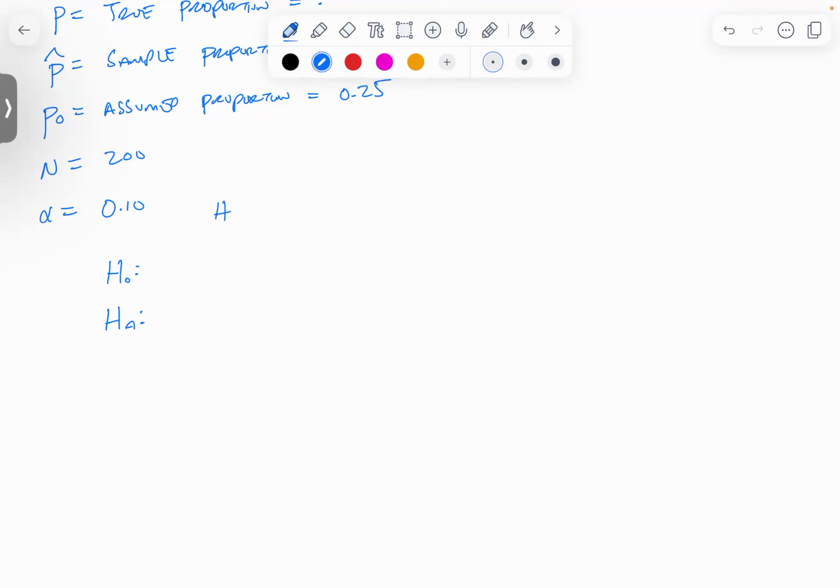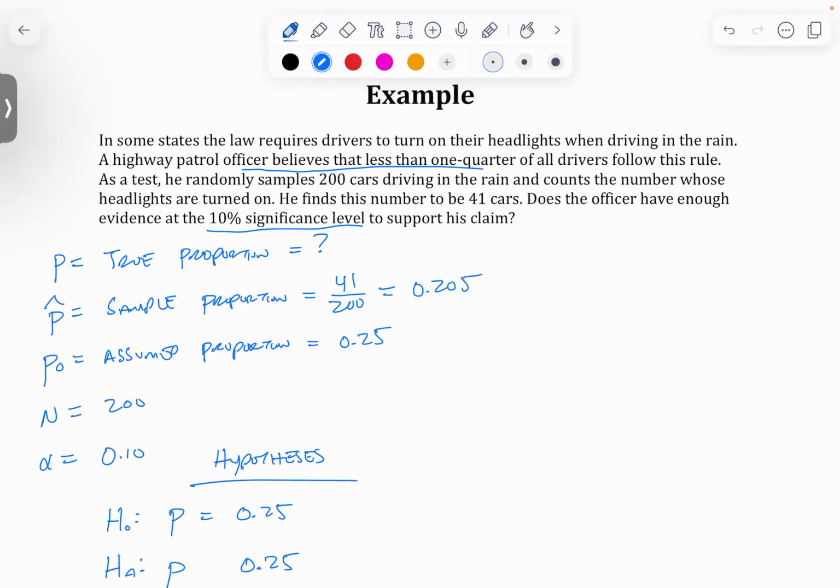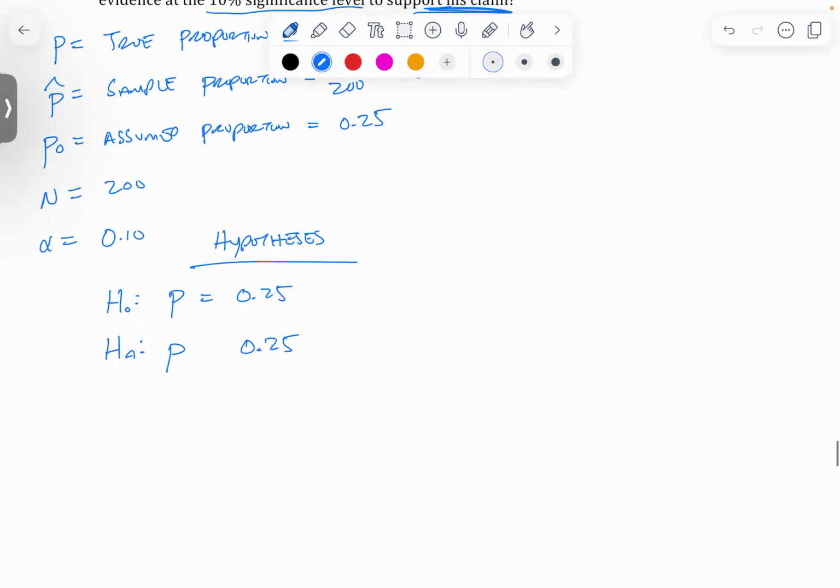Let's set up our hypotheses. H0: p equals the assumed proportion, 0.25. HA: p less than 0.25. Usually this is indicated in the problem. Do not base this on the numbers, on the data. But this says less than 1/4. We want to show, is there enough evidence to support his claim? Can you support that it's below 25%? Note the hypotheses here. It says p equals 0.25 and p less than 0.25.